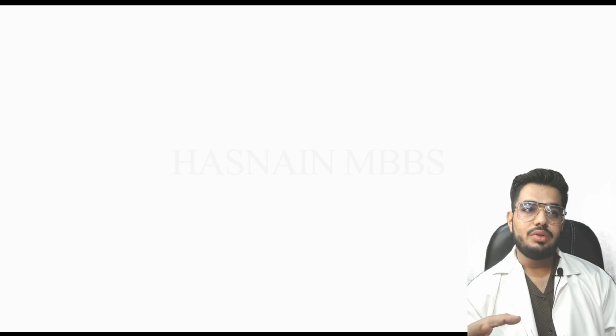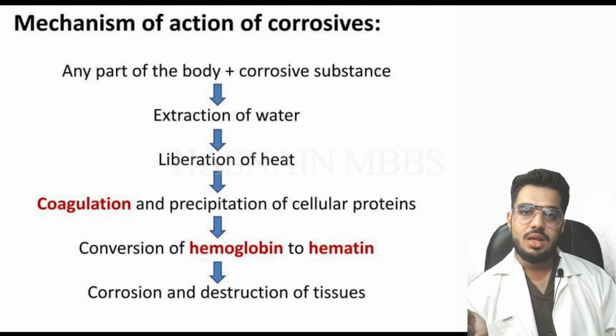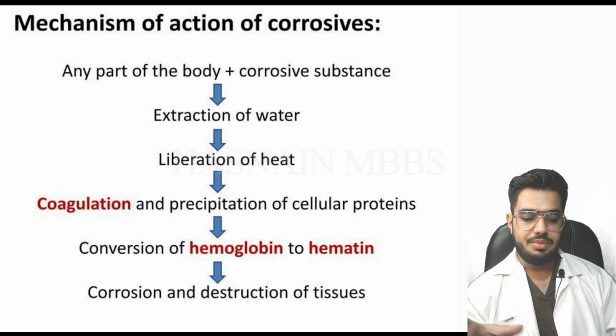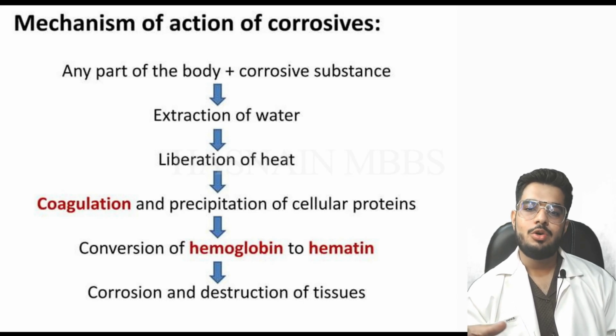Now we're going to understand the mechanism of action: how the corrosive works and how the scab is formed. When an acid or corrosive comes in contact with any body part or tissue, it causes extraction of water, and as the water is extracted and reacts with the acid, there is heat formation. This heat coagulates and precipitates the protein, and it also converts the hemoglobin into hematin, and there is formation of the scab and corrosion and destruction of the tissue.